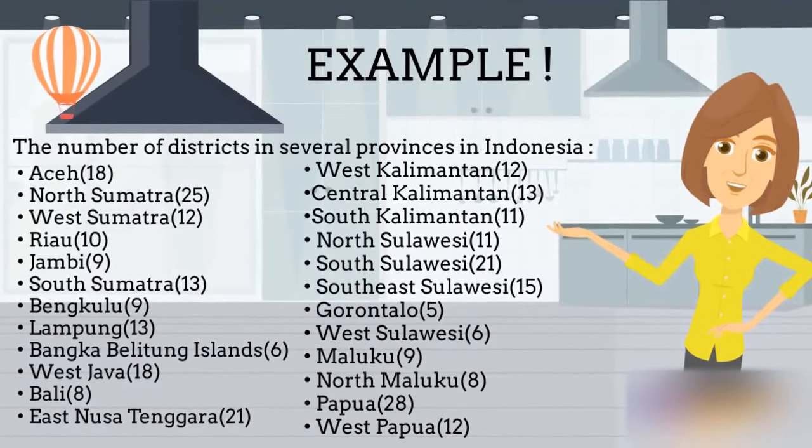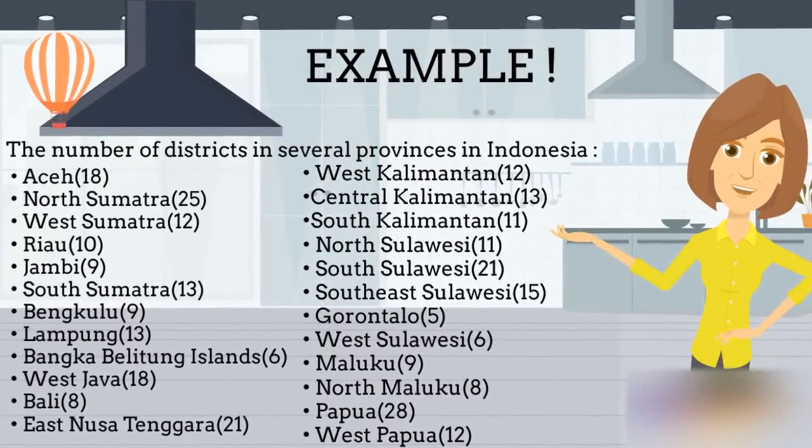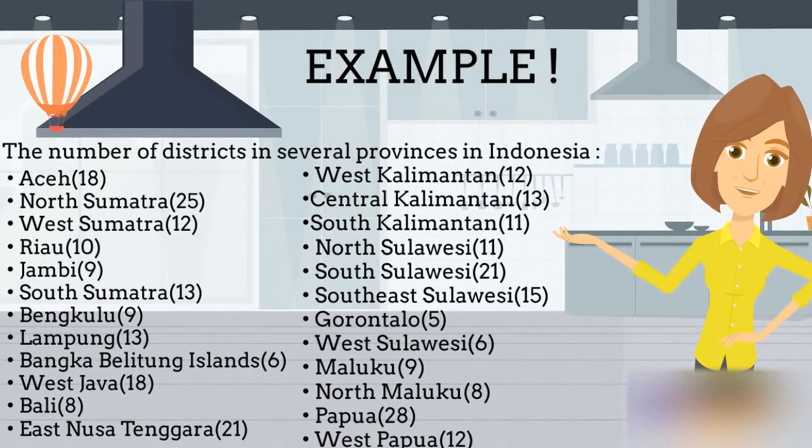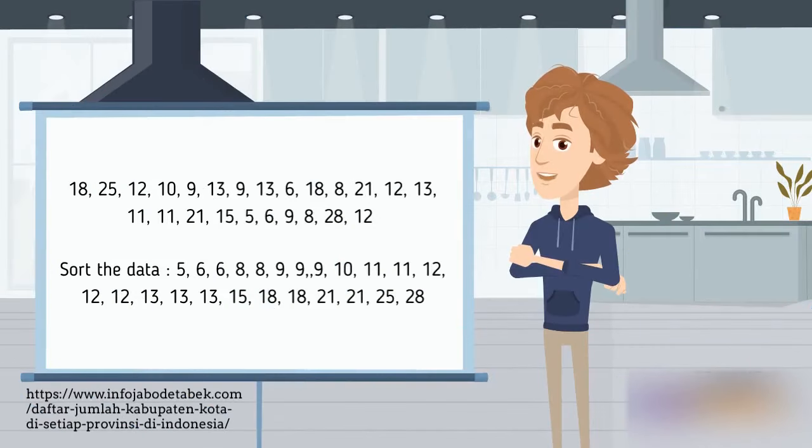Okay, here's the example. For the example, I took the number of districts in several provinces in Indonesia, and I took this data from infojabodetabek.com. From the previous data, we can write it down as 18, 25, 12, 10, 9, 13, 9, 13, 6, 18, 8, 21, 12, 13, 11, 11, 21, 15, 5, 6, 9, 8, 28, 12.